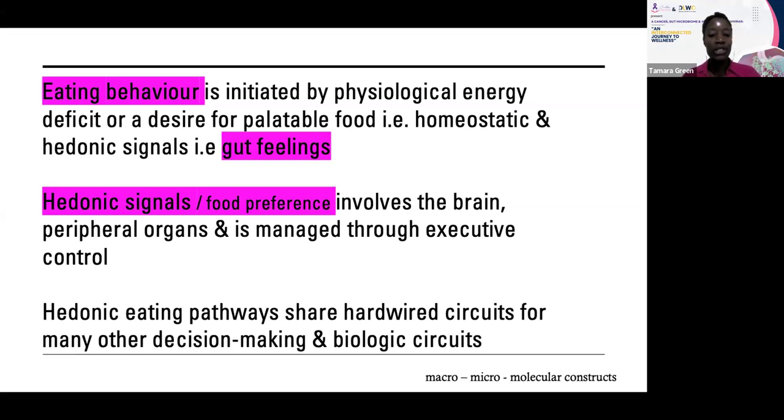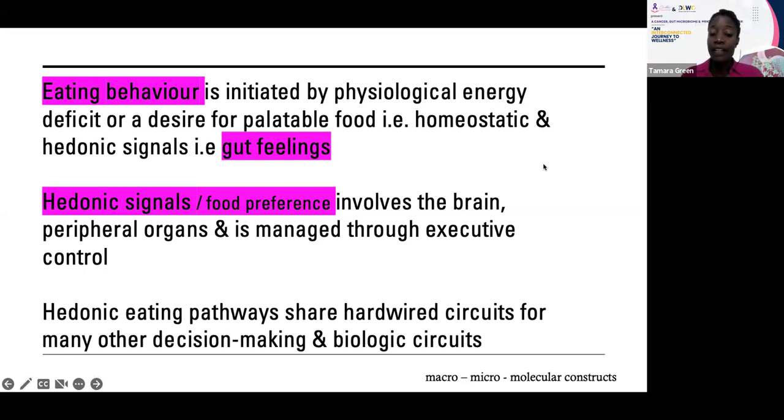So it's not just what is happening in your head as a thought. There are biochemical things that are causing us to feel like we want to eat something nice. And that is the focus of my presentation, hedonic signals. Hedonic signals are what cause us to uniquely have a food preference. And that involves our brain, peripheral organs, which is massively contributed by our gut. So our gut is a massive part of that, but not the only part.